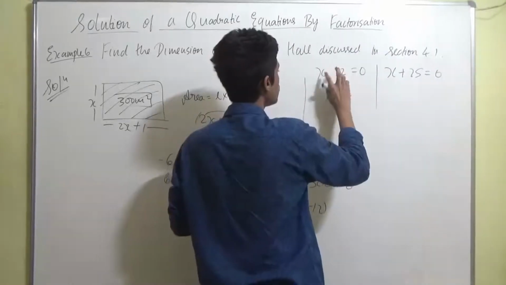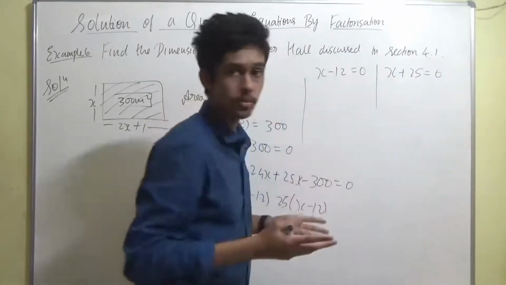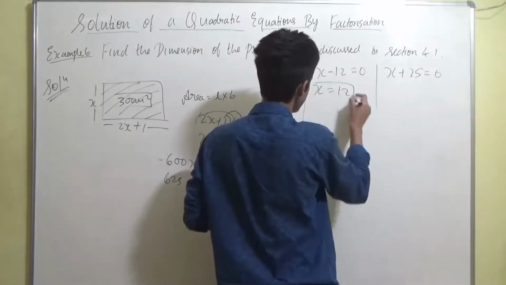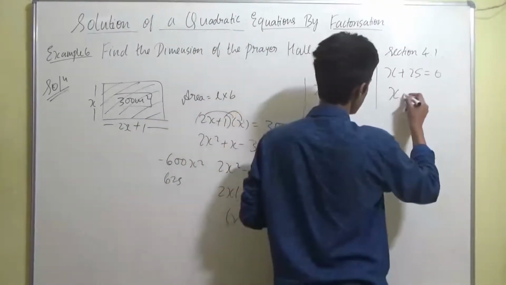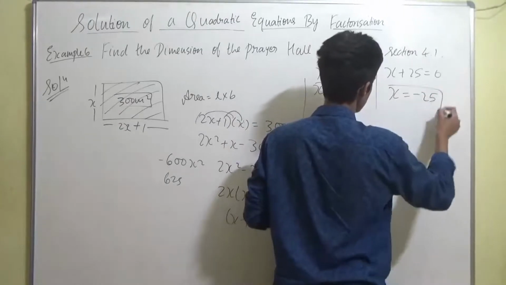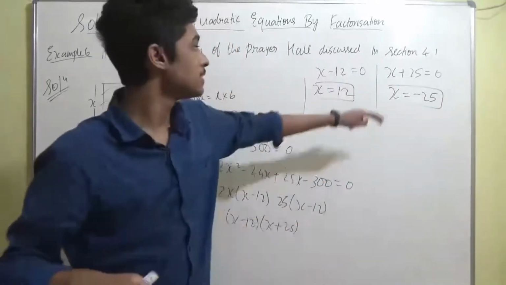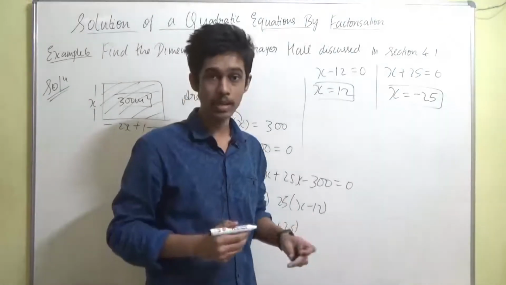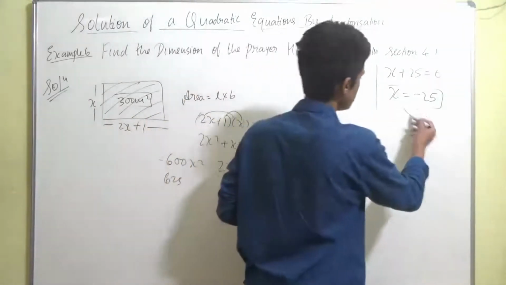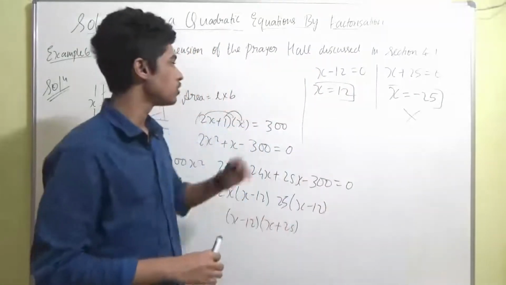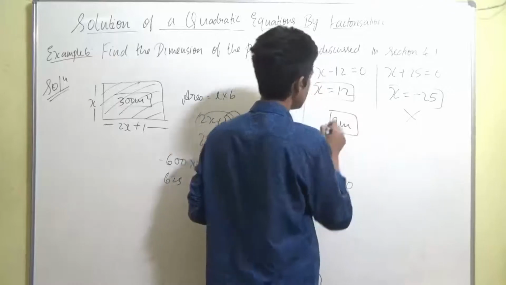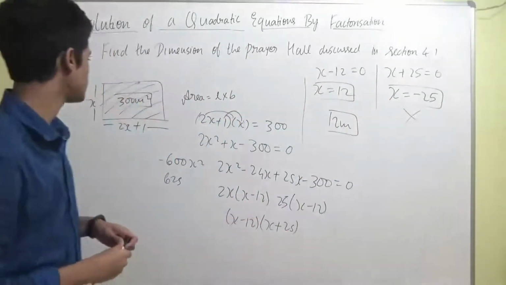So we are getting two values for the breadth. Getting two lengths is not possible, right? Let's go ahead. x will become equal to 12 and here x will become equal to minus 25. So guys, this comes minus. Can any dimensional length be in minus? It's not possible. So this answer is eliminated. So the breadth of the prayer hall is 12 meters. We consider the answer 12 as the value of x.